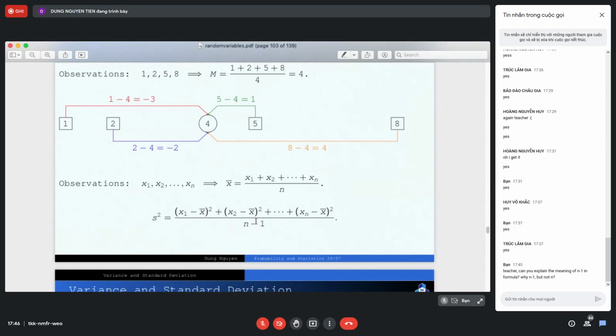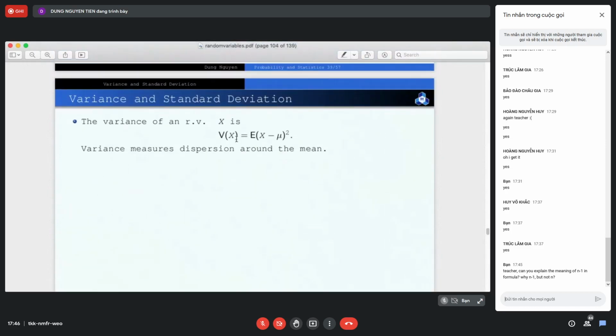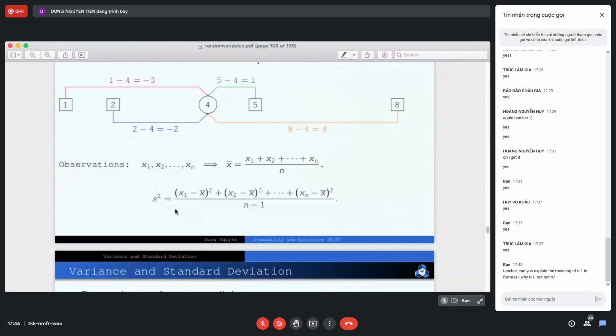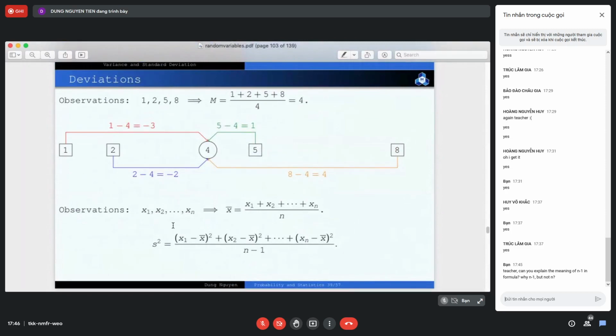Think about it this way: this is the definition of the variance of the whole population, and this formula is the formula for the variance of a sample. You have a single population, but you have many samples, and for each sample you have a different sample variance.